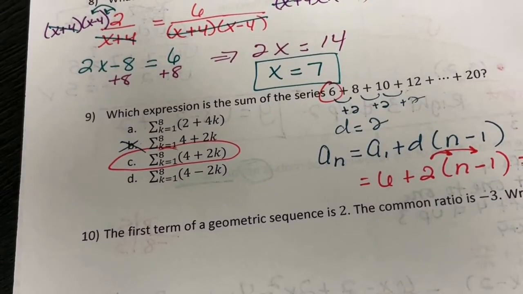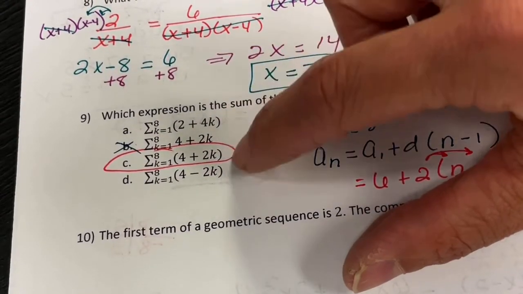Make sure you pay attention to details. I could see people picking A because of how close they are.